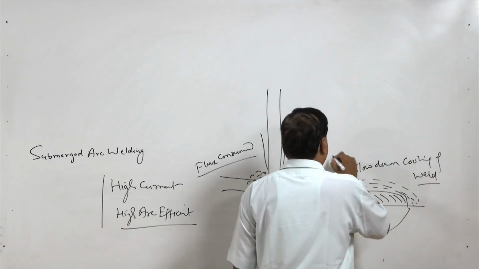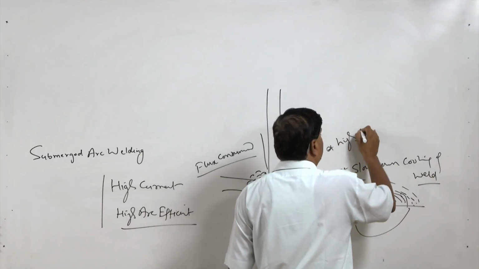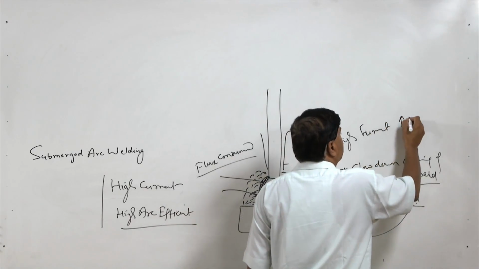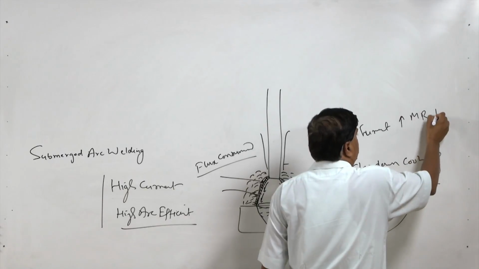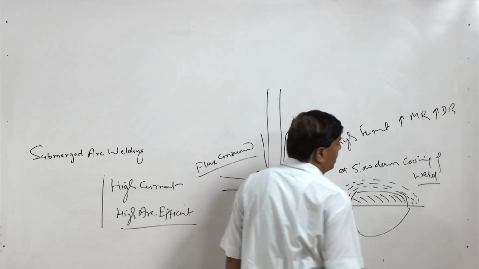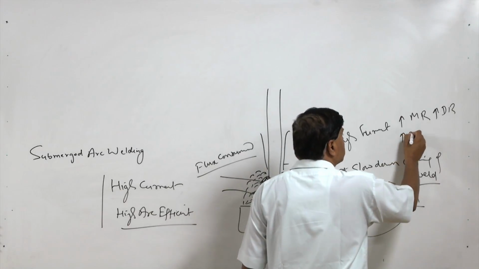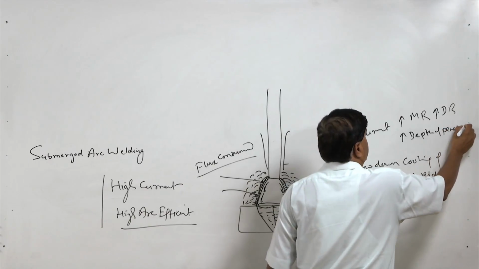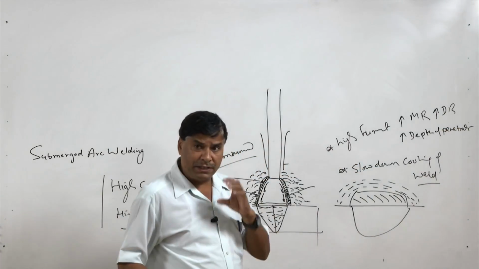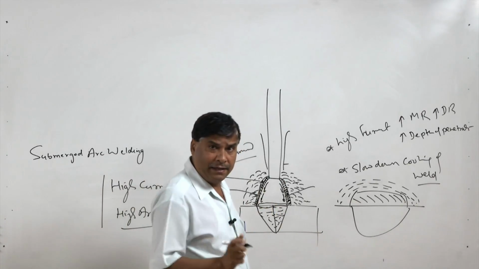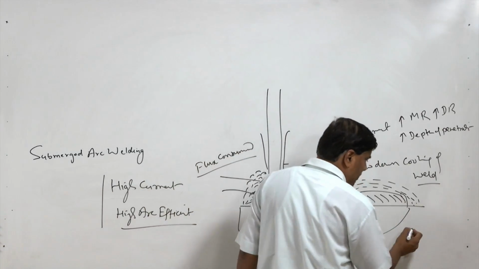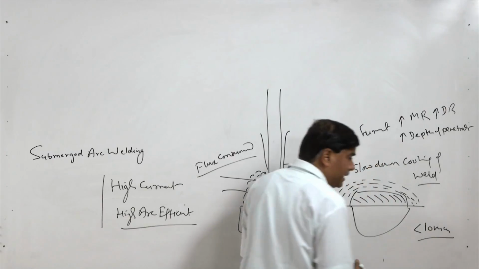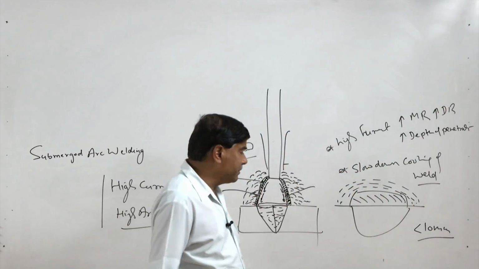Another one, since high current is used in this process, it increases the melting rate. So, it increases the deposition rate and it also increases the depth of penetration. So, these three capabilities make this process very efficient for the welding of thick plates, and therefore this process is normally not used for plates less than 10 mm thickness. It is invariably used for welding of thick plates.